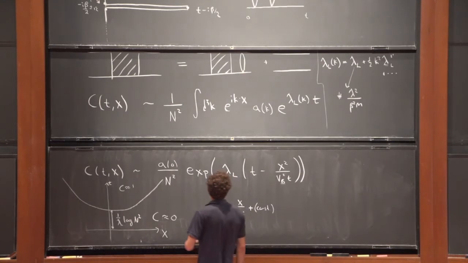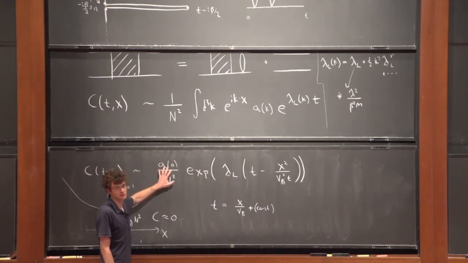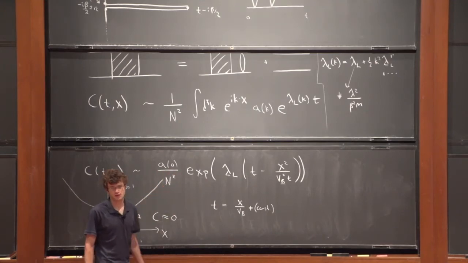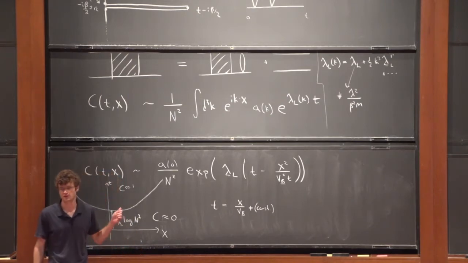Well, it's reliable for arbitrarily large t if you're content to just discuss the 1 over n squared correction. But if n is finite, then higher orders in 1 over n will become important at times that are probably logarithmic in n squared. We'll see examples of how that works in the gravity discussion in a moment.